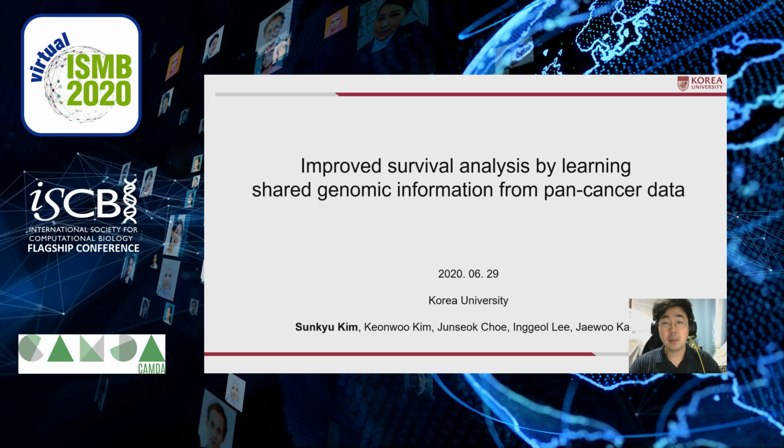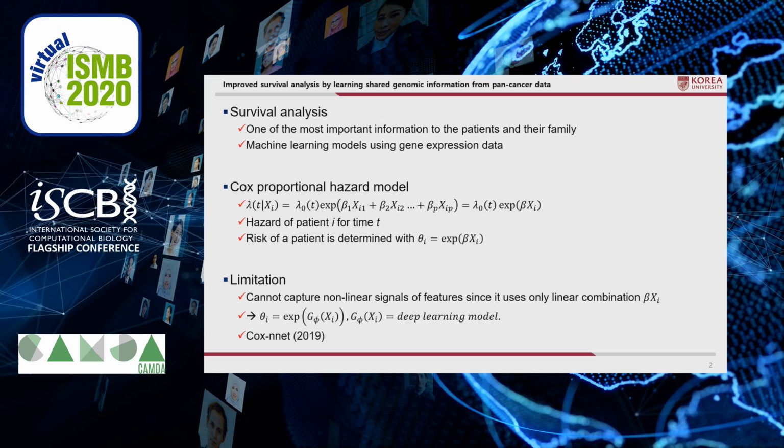Today, what I want to talk about is improved survival analysis by learning shared genomic information from pan-cancer data. Survival is one of the most important pieces of information for patients with severe illness and their families. It is totally different from cell death or drug perturbation kind of death in a wet lab. Survival is one of the most important and ultimate phenotypes. So, lots of clinicians and researchers have tried to predict the survival time or the risk of death of patients.